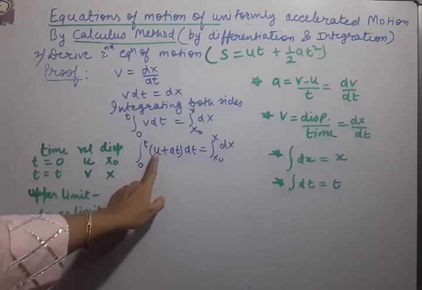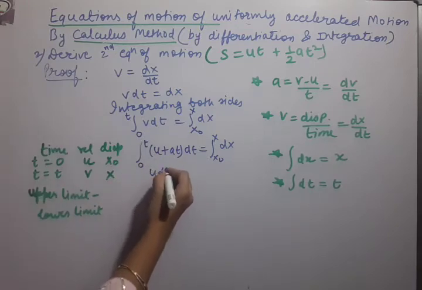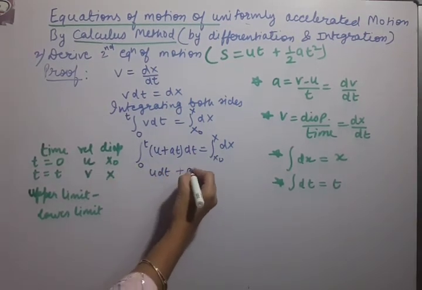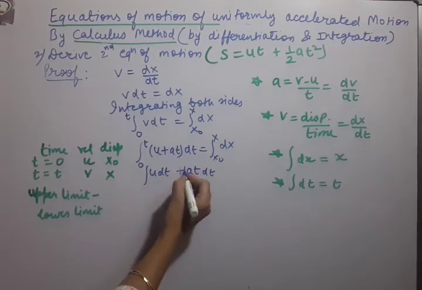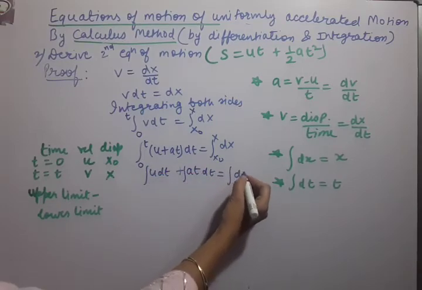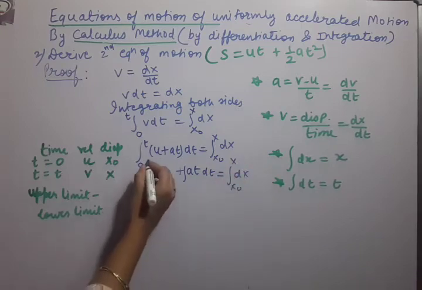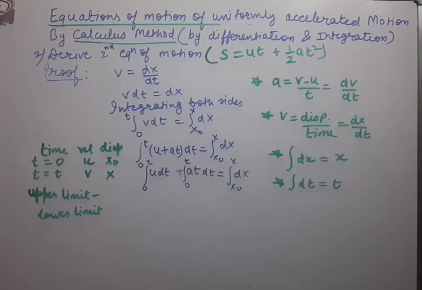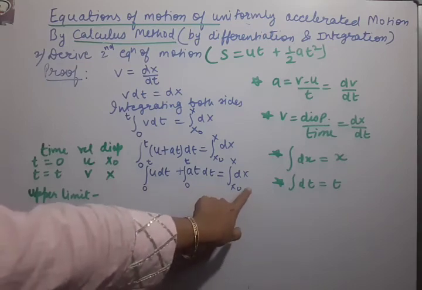So one integration is u dt. The second integration is at dt. So there are two integrations. This side it is the same, dx. Limits everywhere: here 0 to t should be written, 0 to t. Now we have to do two integrations here and one integration here.